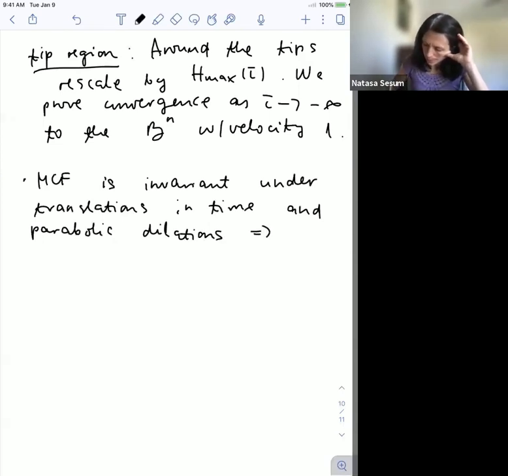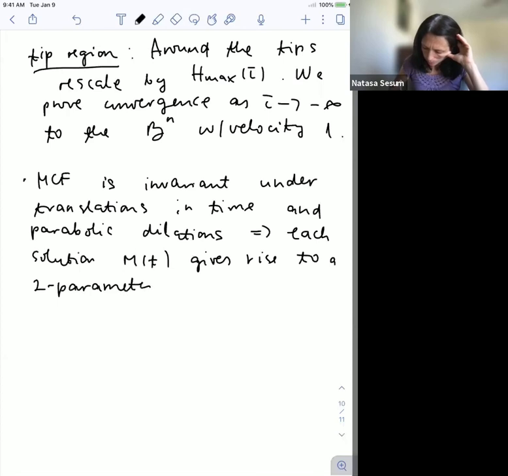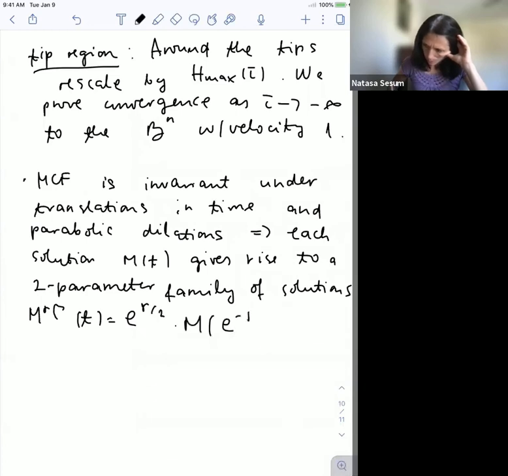Okay, so which means the following: each solution M of t gives rise to a two-parameter family of solutions that I'm going to call M gamma beta of t, which is e to the gamma over 2 times M of e to the negative gamma times t plus beta. Okay, this is how you rescale the time, and we shift the time by beta.